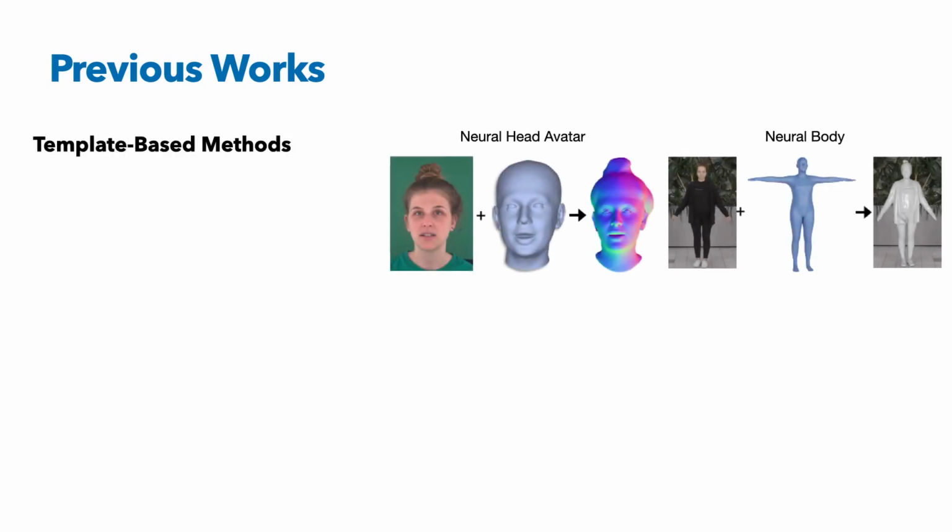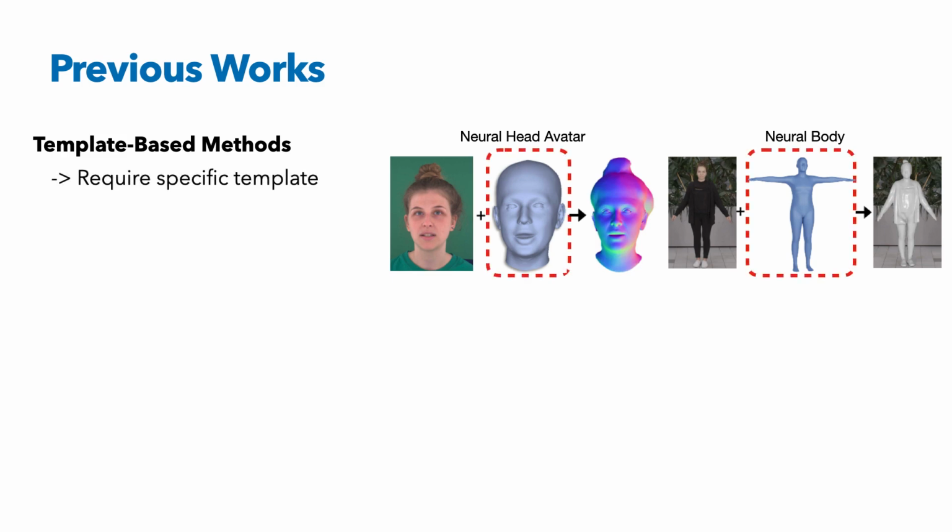Now, let's briefly review the previous related work. One of the most effective ways to reconstruct the human mesh is to use a template. Previously, there were several successful methods to reconstruct the human head and the human body. However, these methods require us to redesign a template for every category of the human, for example, the head, the upper body, the full body, or the gender.